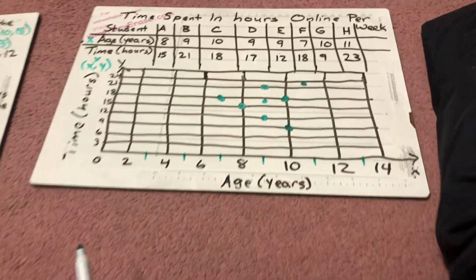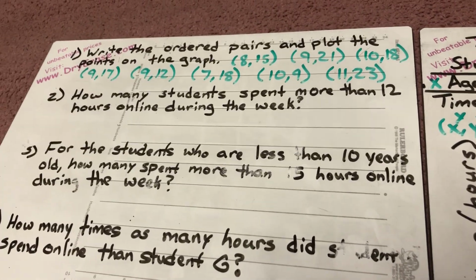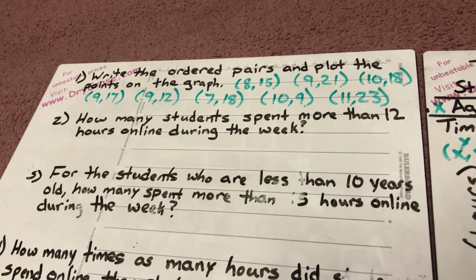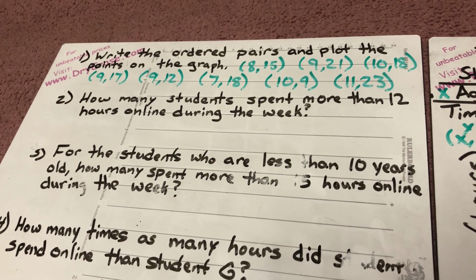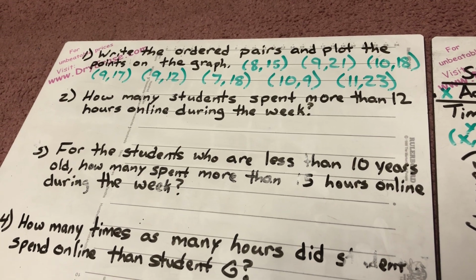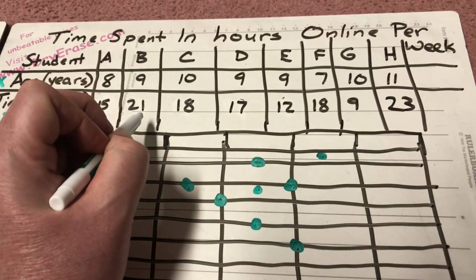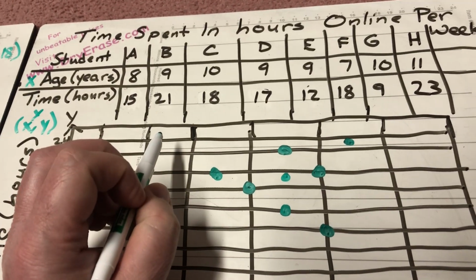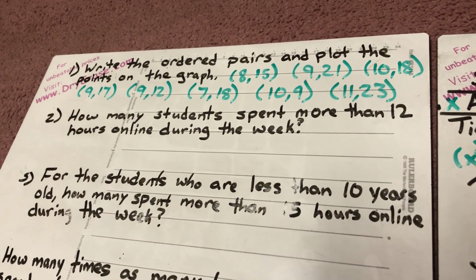All right. So now let's go to question 2. Now question 2, because question 1 was just write the ordered pairs and plot the points on the graph. We have done that. How many students spent more than 12 hours online during the week? So more than 12 hours, well, let's see here. We have our time in hours. More than 12 is what we're looking for. It's what the question says. How many students spent more than 12 hours online during the week?